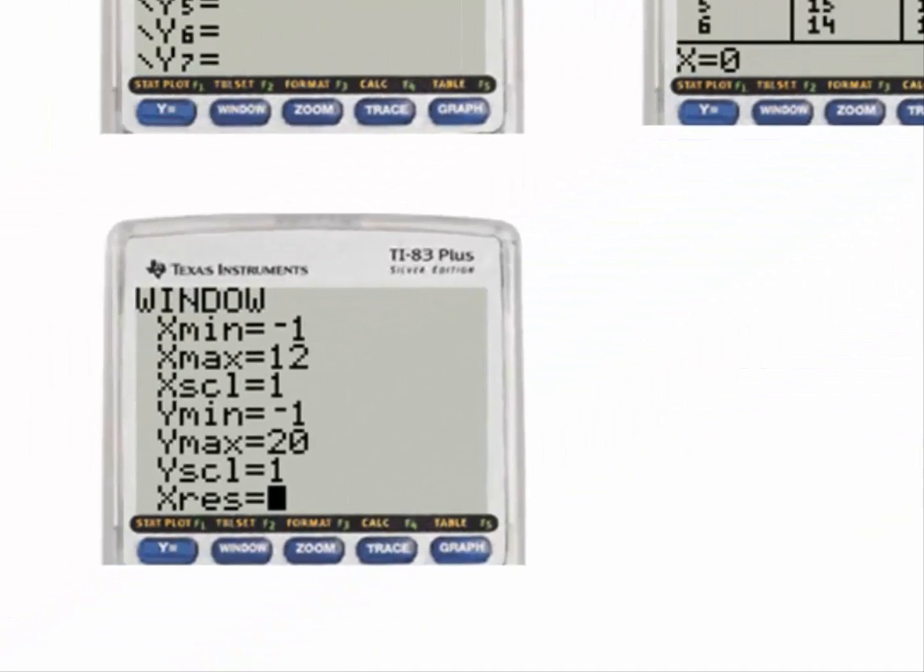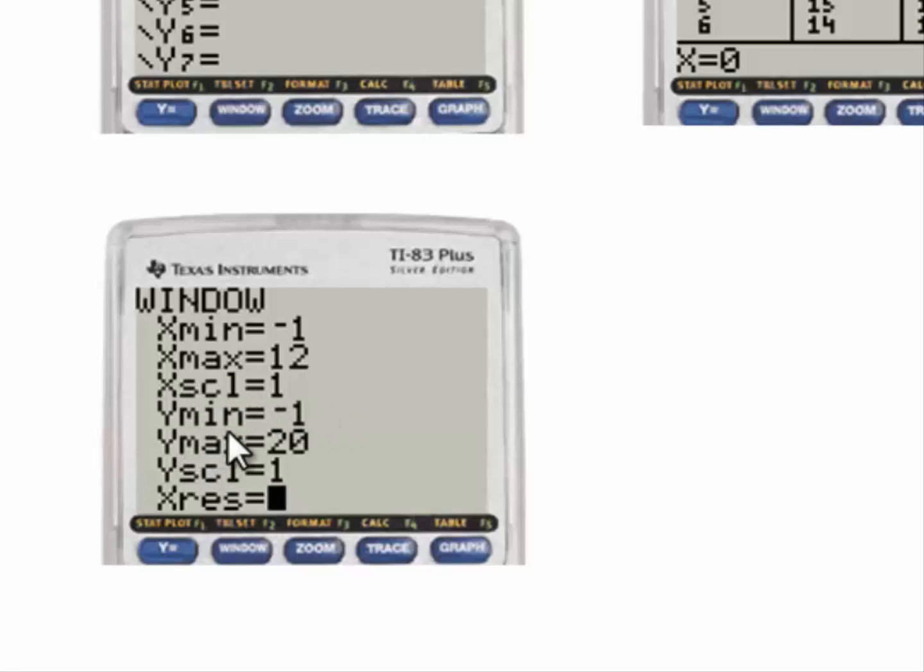For the window settings, when you press the window button, the x minimum that I'm going to use is negative 1 because I want to see the y-axis, and then my x max is 12. The reason I picked 12 is because the x-coordinate at the point of intersection was about 6. So if I go from negative 1 to 12, 6 or 7 is about in the middle. I want to count by 1s on the x scale.